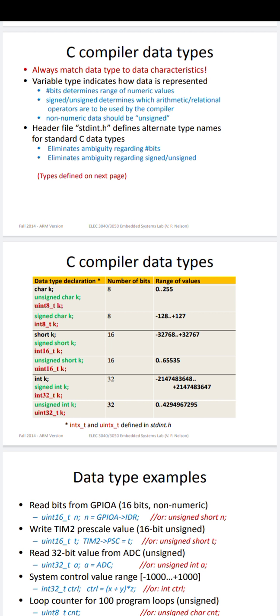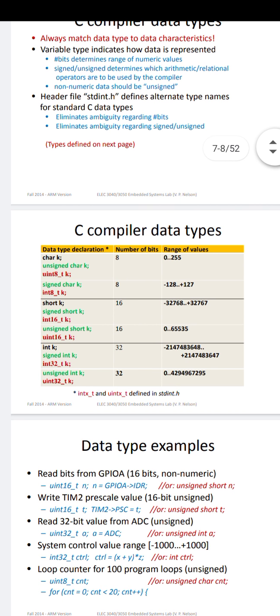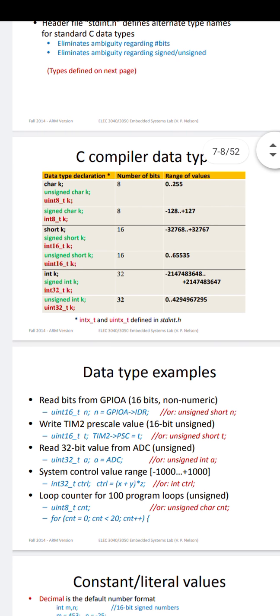Then short int, the signed short, is 16 bits, with a range from minus 32,768 to plus 32,767. Then the unsigned short is also 16 bits, with a value from 0 to 65,535. Then int and unsigned int are also defined here.